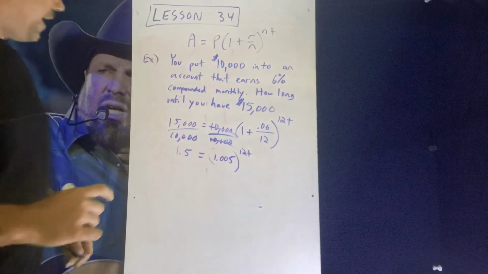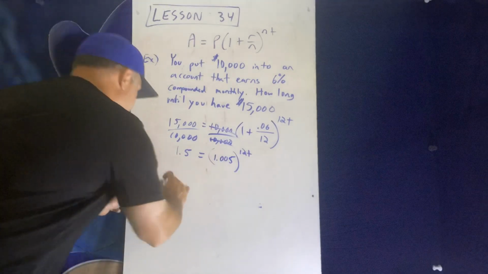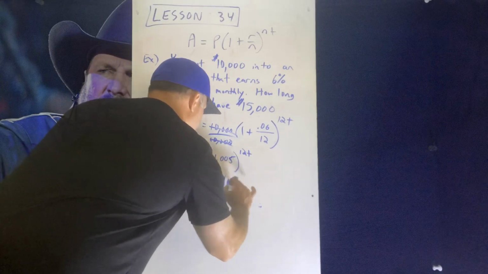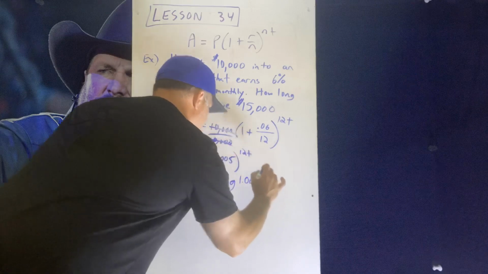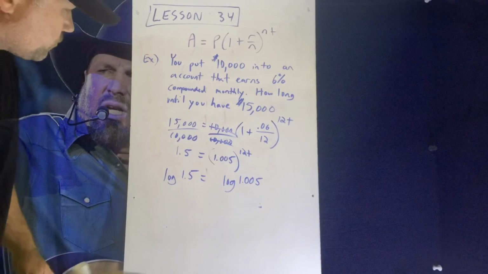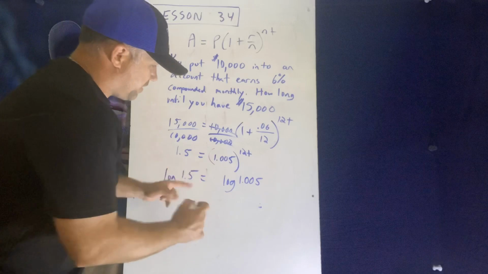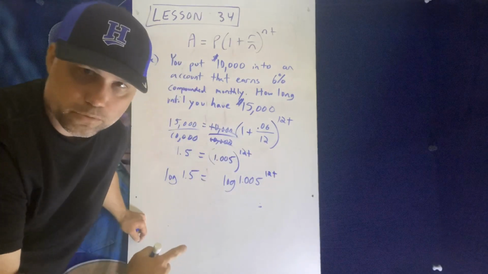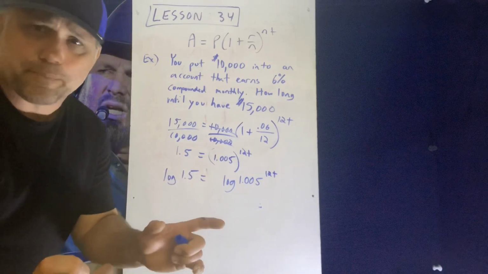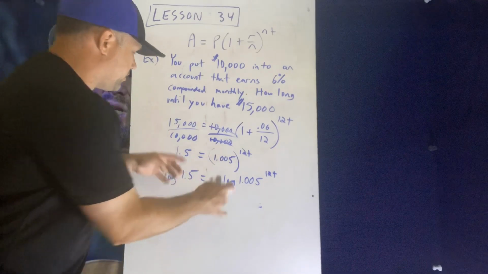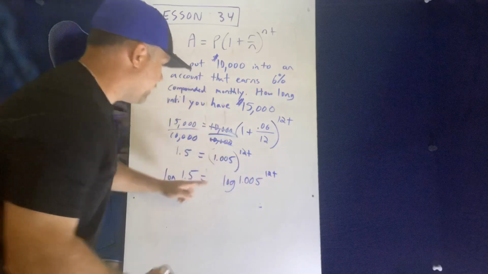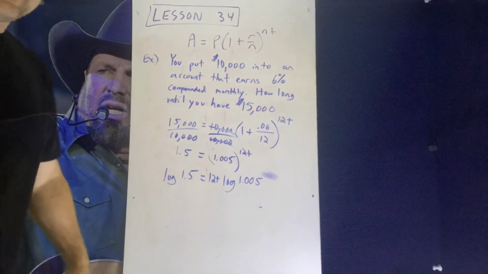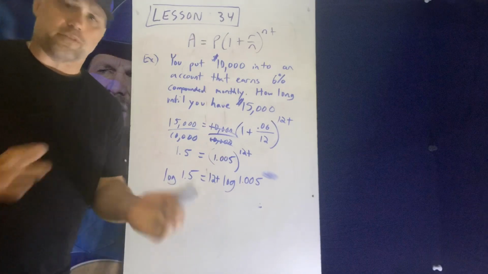1.005. And now it's logarithm time. So I'm going to log both sides. I'm going to log 1.5. I'm going to log 1.005. Now I'm going to show you a little shortcut that you can do. We know that the next step is going to be to take that 12t and move it to the front using the power rule. If you want to do that all in one step, you can. Instead of writing it twice, you can just go ahead and move that 12t to the front now and put the log in there as well, all in one step, save you a little bit of time.